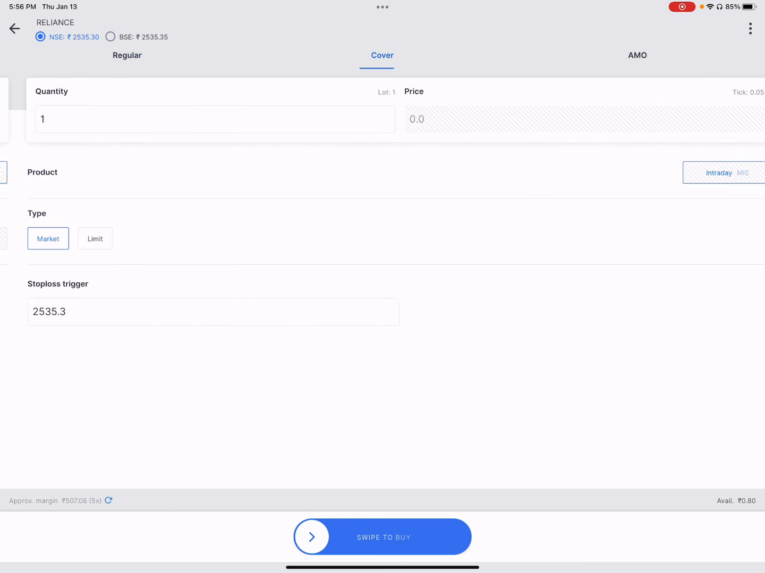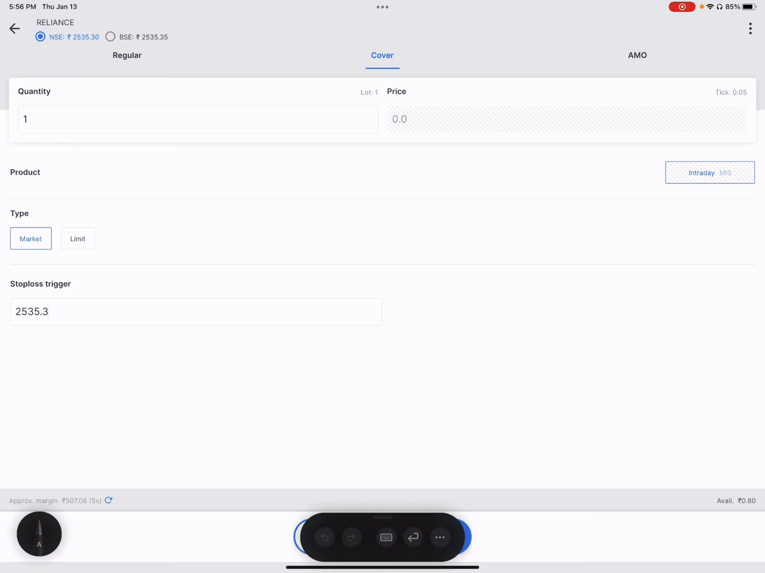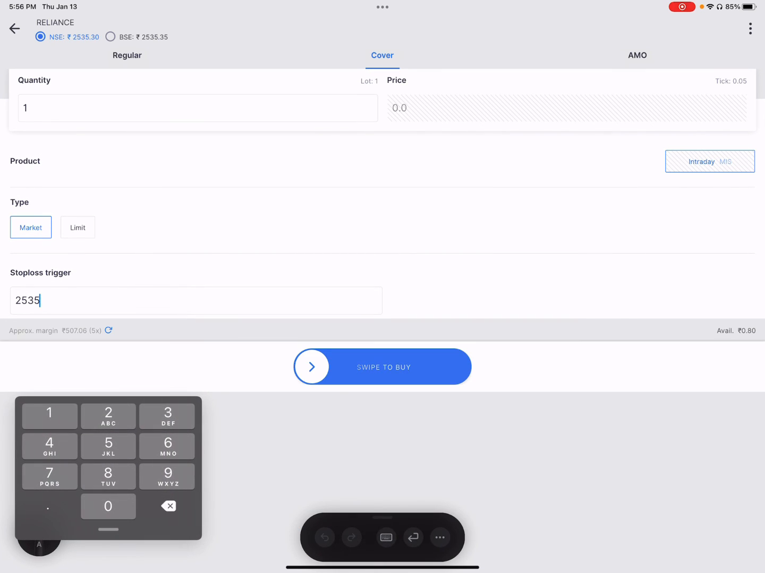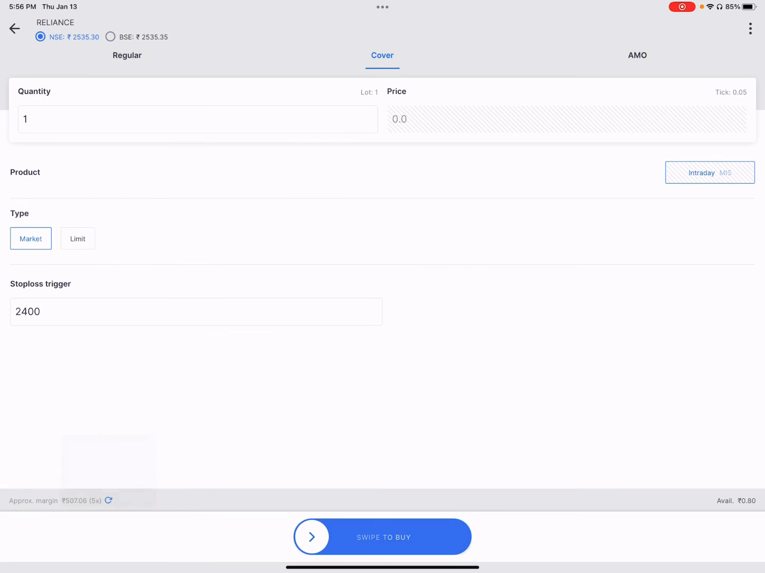And with a cover order, you can place your stop loss. Say you're buying 1,000 shares at 2,500, and you think the market is going to go to 2,600, but some sudden news occurs and the market falls to 2,400. So you place your stop loss at 2,400, so that if the market goes below that, you exit your trade with a limited loss. And you can set your targets too. And AMO is an after-market order.